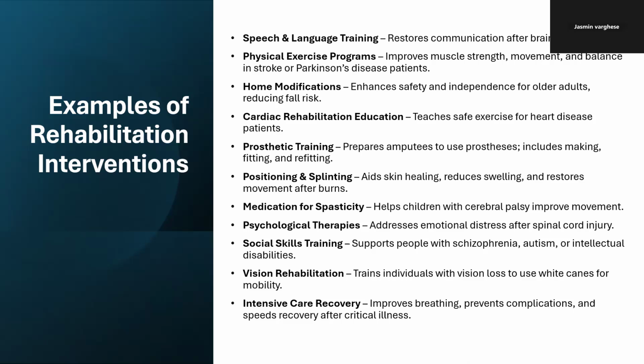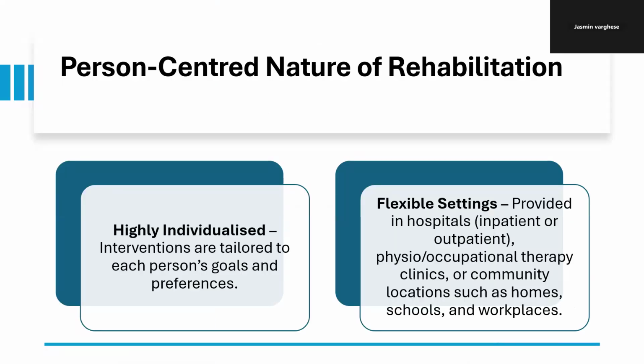Prosthetic training prepares amputees to use prostheses, and includes making, fitting, and refitting. Medication for spasticity to help children with cerebral palsy improve movement. Social skills training to support people with schizophrenia, autism, or intellectual disabilities. Psychological therapies to address emotional distress after spinal cord injury. Vision rehabilitation to train individuals with vision loss. Intensive care recovery to improve breathing, prevent complications, and speed recovery after critical illness. These are all examples of rehabilitation interventions.